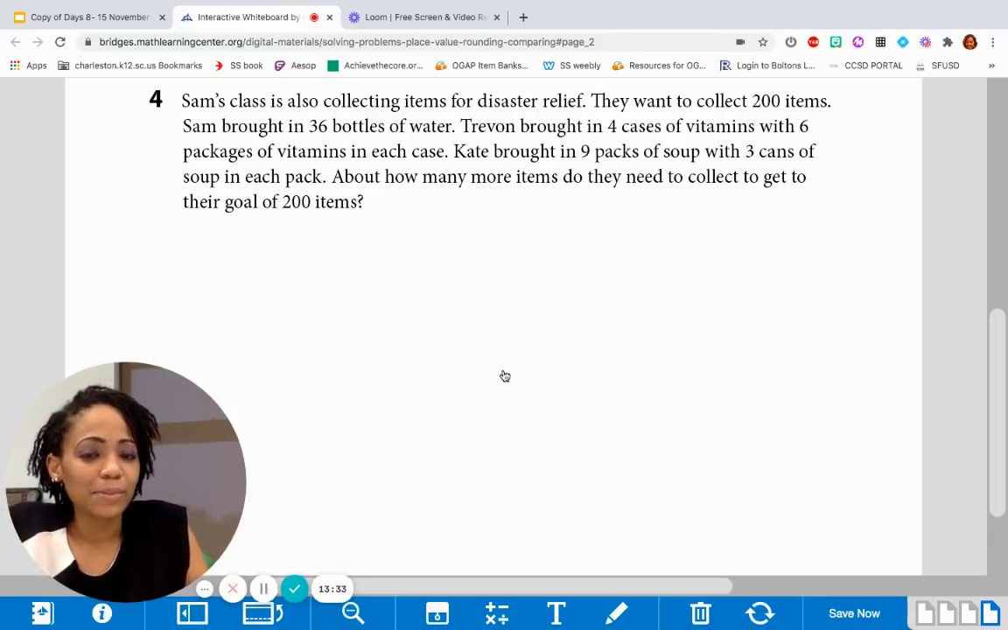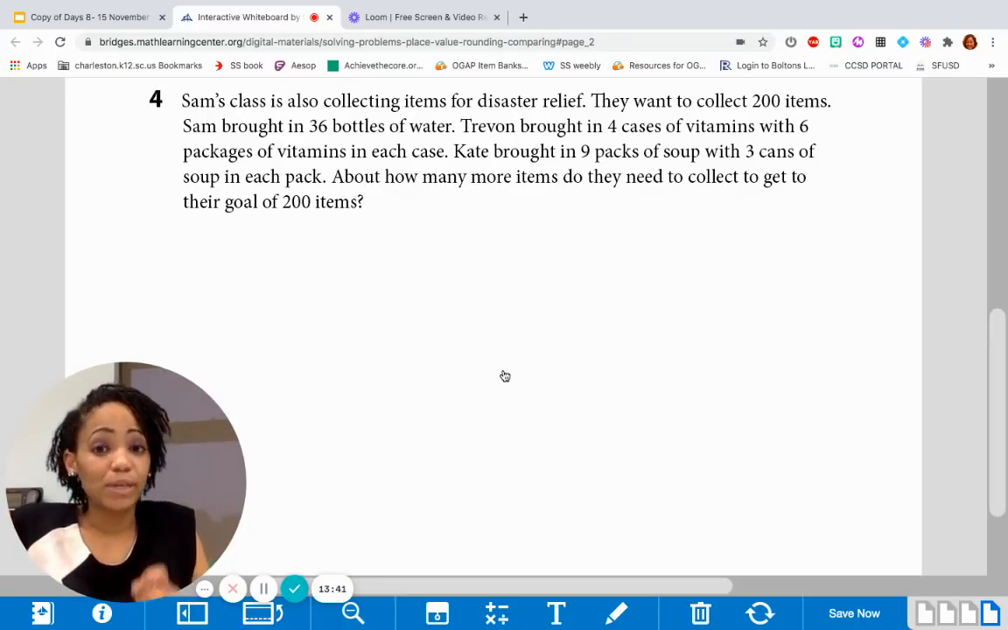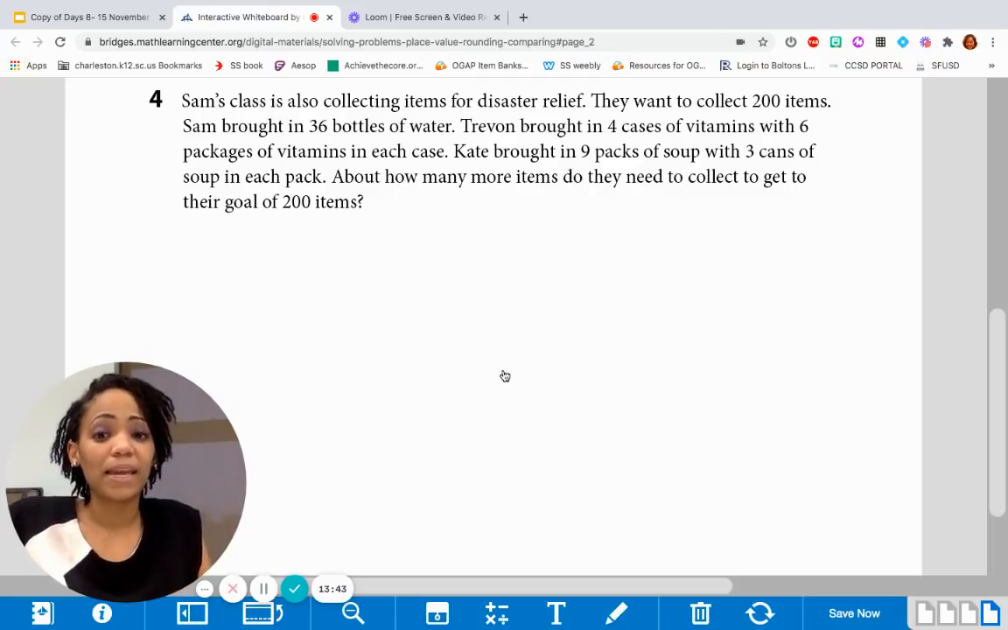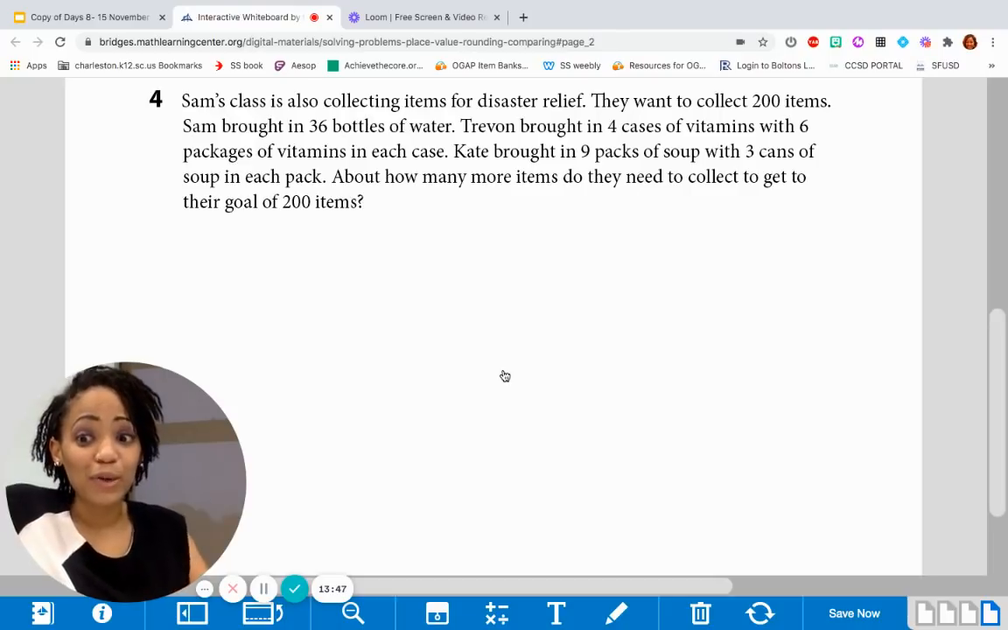So fairly similar to the one we just did where there's a lot of steps, okay? So think about the individual parts of the problem and when you need to be precise and when you can make an estimate. So I do want you to pause this video at this time so that you can work it out.